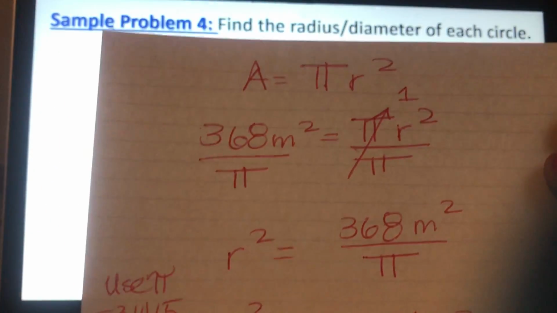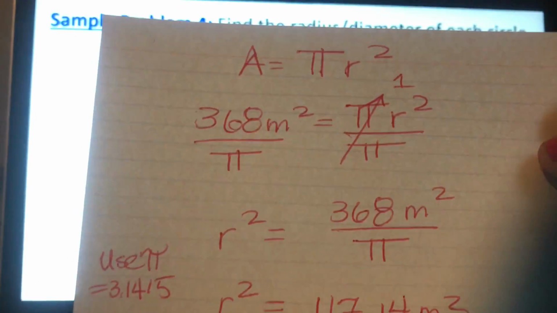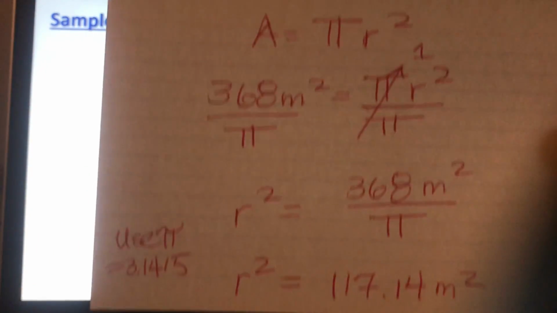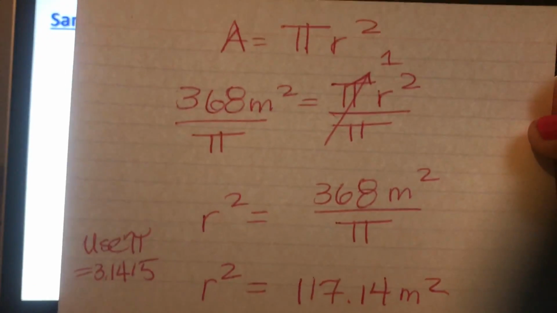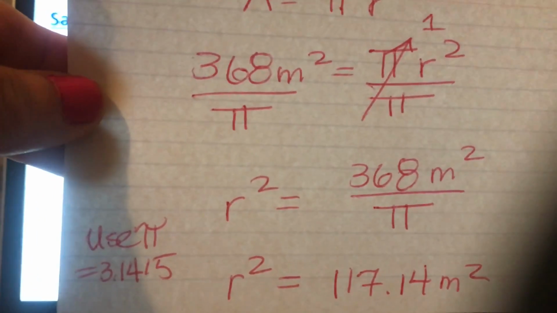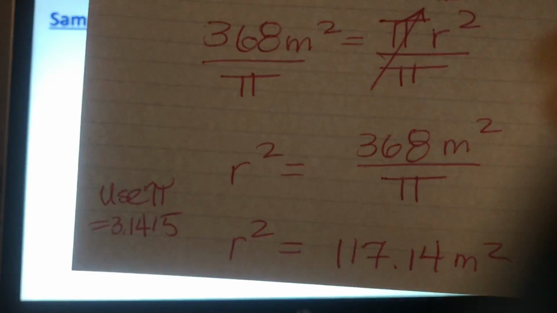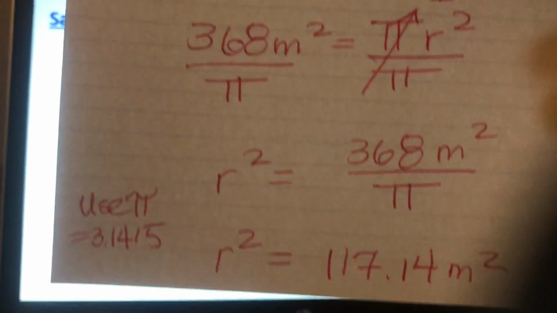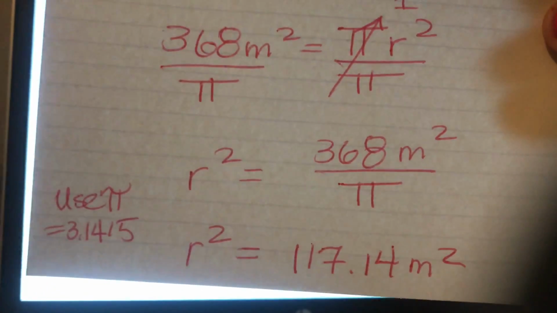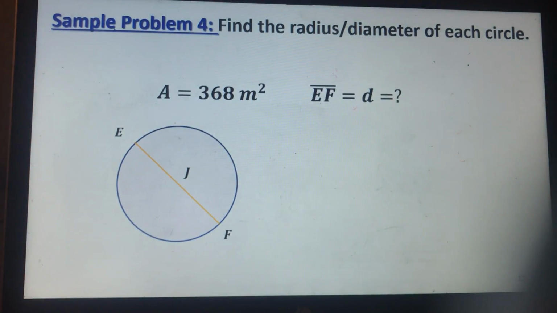Again, in order to find r squared, which is our first step, we need to get rid of that pi. So we divide by pi on both sides, and that means that r squared is equal to 368 square meters divided by pi. Using pi equal to 3.1415, r squared is equal to 117.14 square meters.